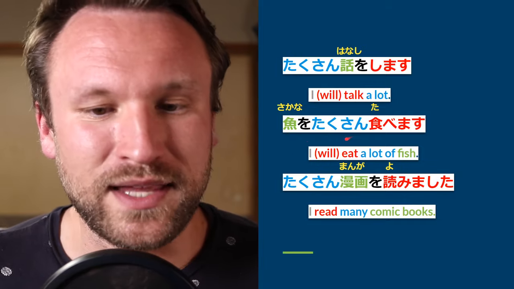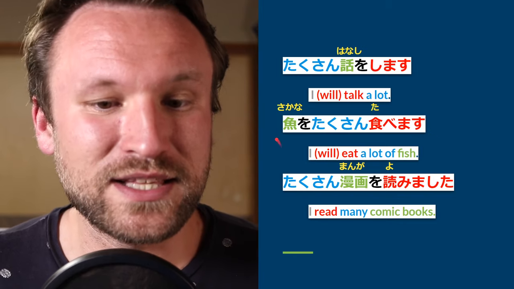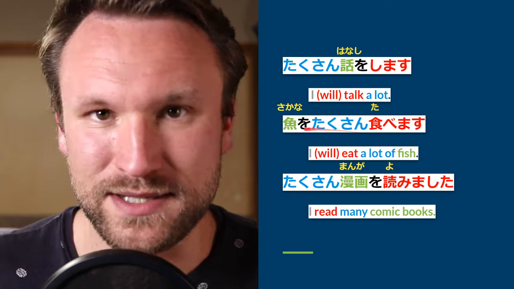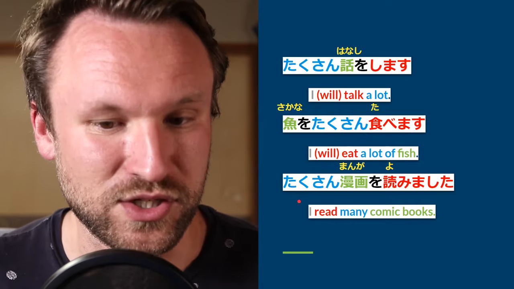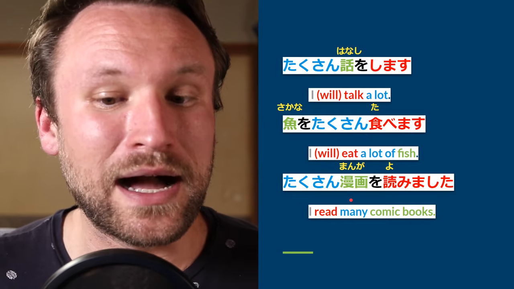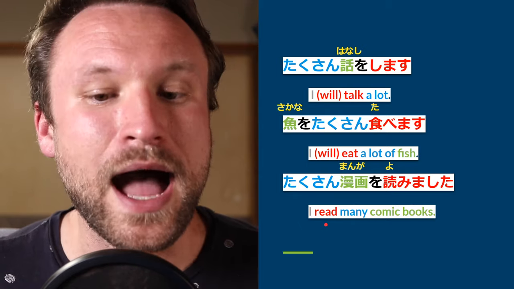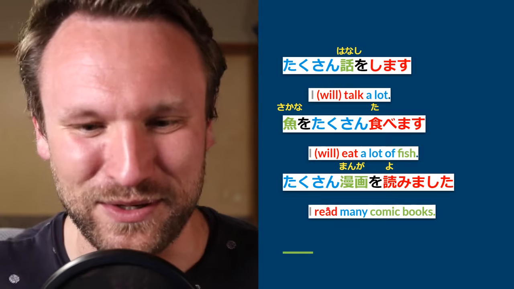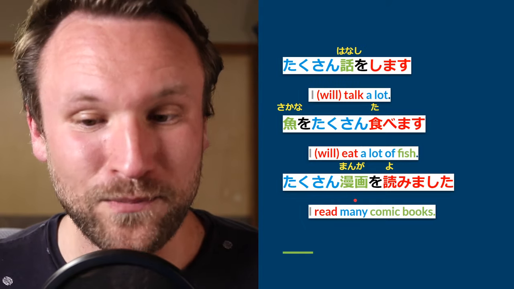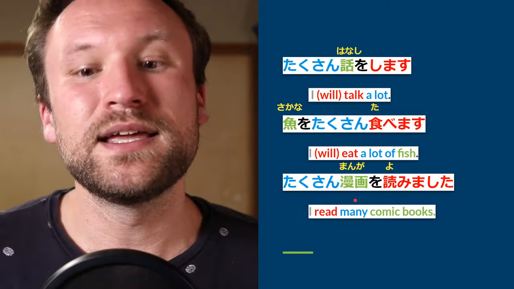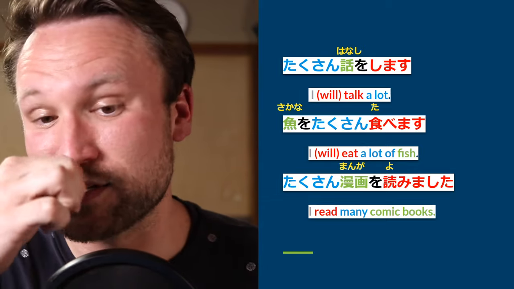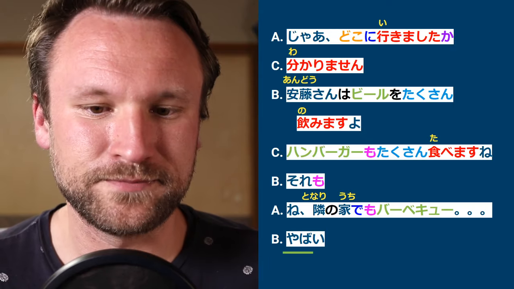Sakana wo takusan tabemasu. So for this sentence, you could also say takusan sakana wo tabemasu. Either way is fine. I will eat a lot of fish. Takusan manga wo yomimashita. I read many comic books. You could also say manga wo takusan yomimashita. Either one of those sentences would be perfectly fine. It can go anywhere. Takusan just means many or a lot of.